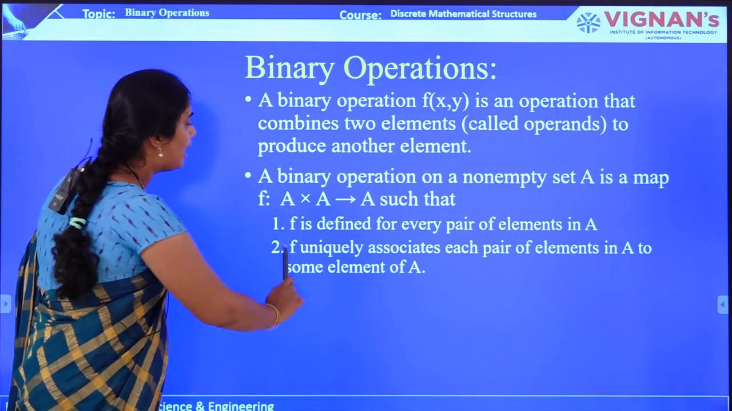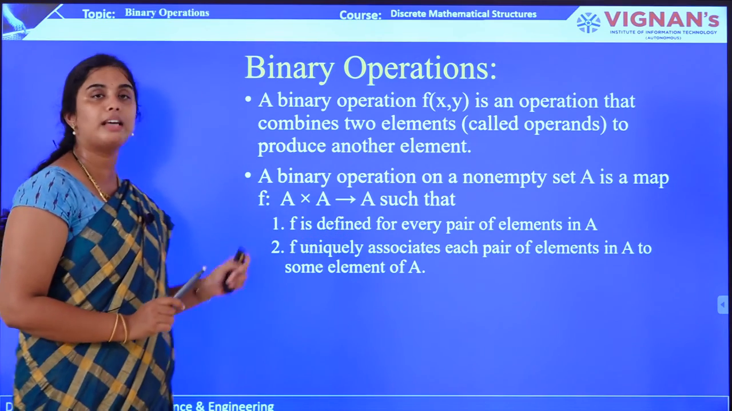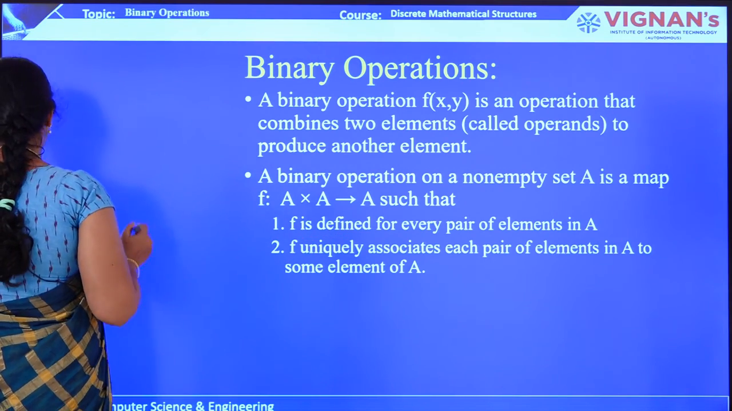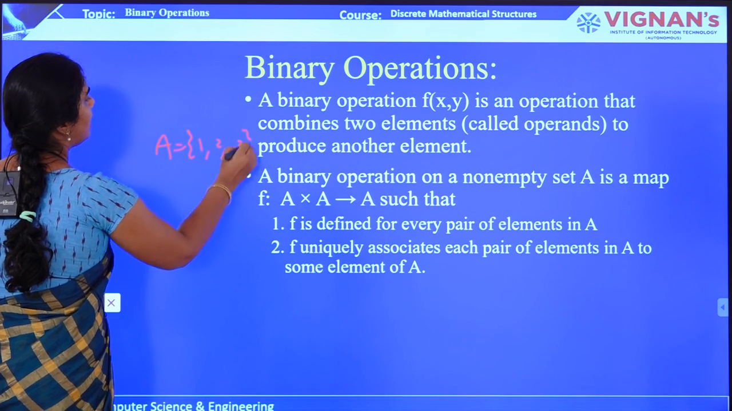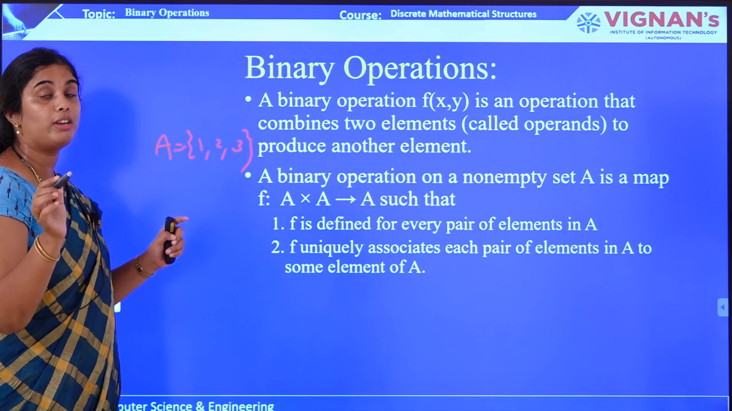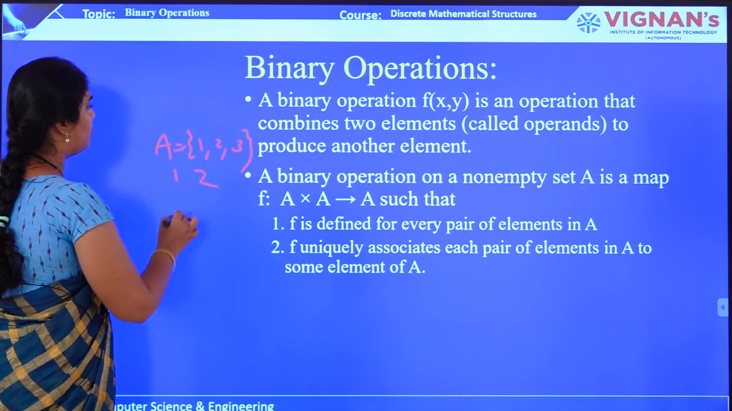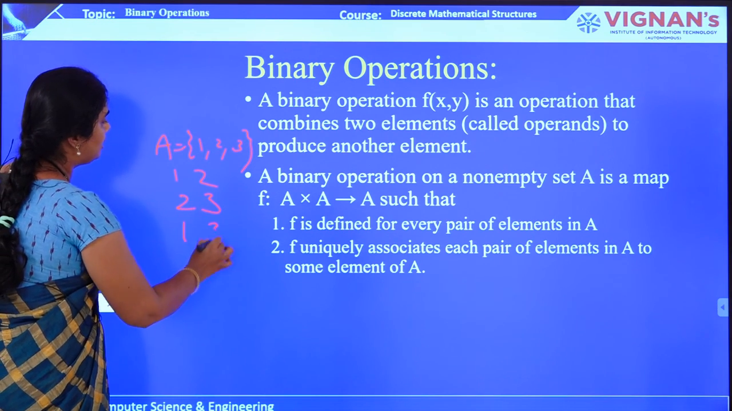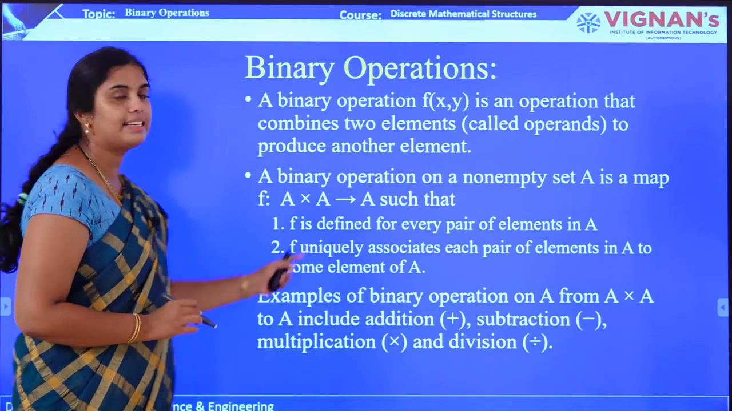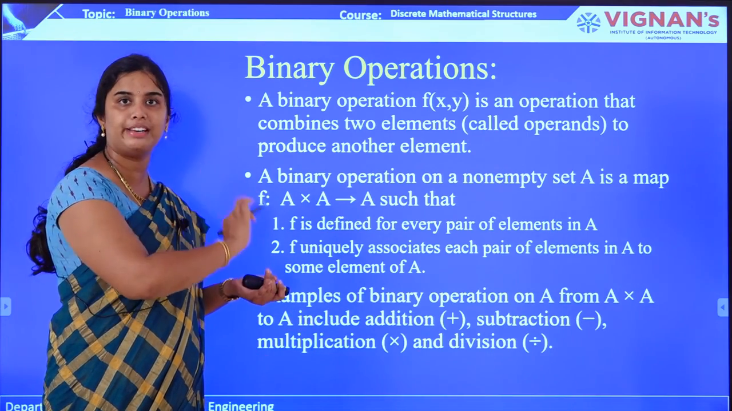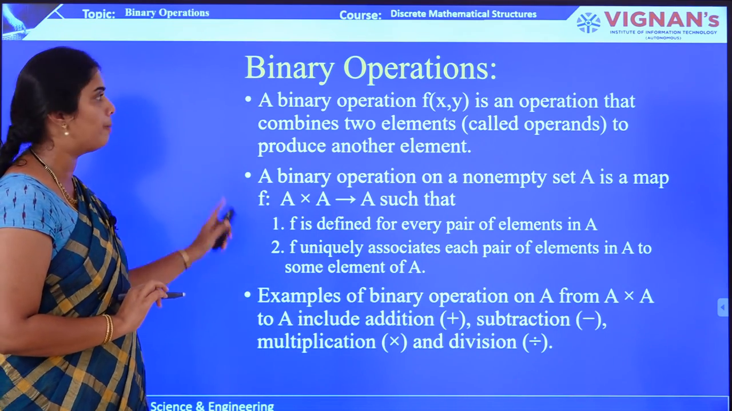Coming to the second one, f uniquely associates each pair of elements in A to some element of A. Suppose here A contains 1, 2, 3, and if you want to do the binary operation, then you need to combine each and every element uniquely. That means you need to combine 1, 2, next 2, 3, 1, 3 in that way. Next, as I said earlier, binary operation you can perform with division, multiplication, addition, subtraction. This is about the basics of binary operations.